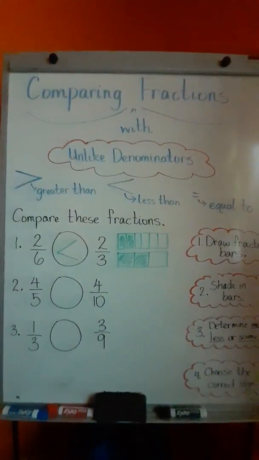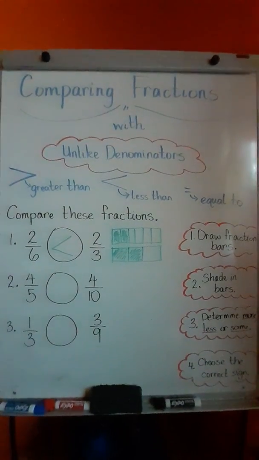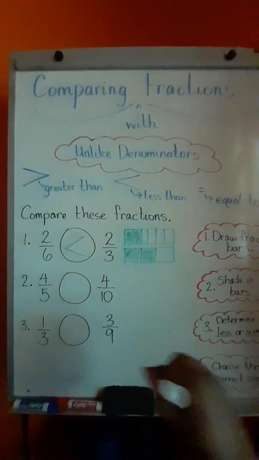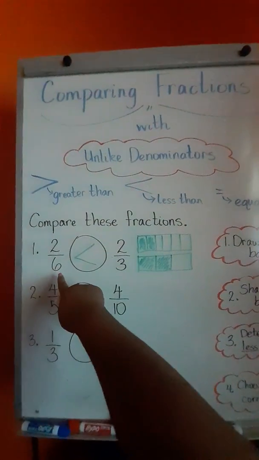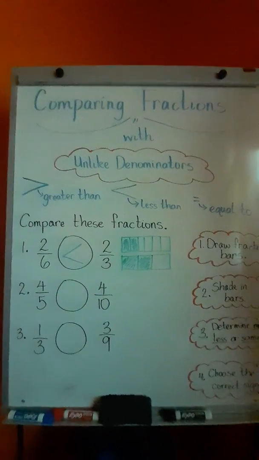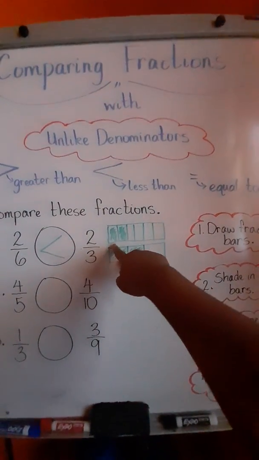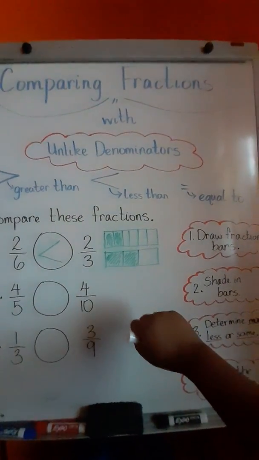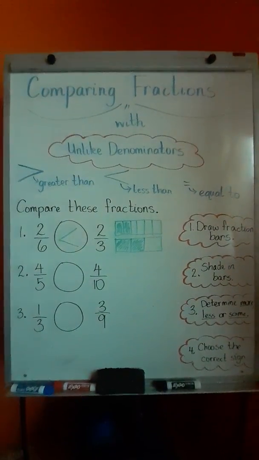The reason why I said draw fraction bars is because you cannot determine the size of a fraction based on how large a denominator is. This denominator is big and this denominator is small. So one might think that this would be larger, but as we can see here, 2 out of 6 is less than 2 out of 3. Let's look at the next fraction set.